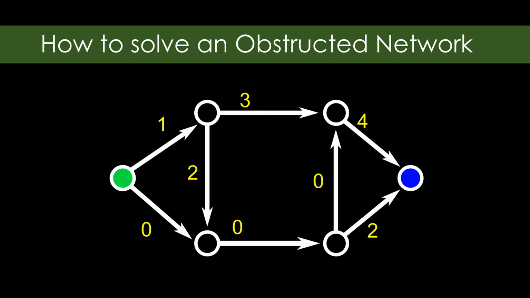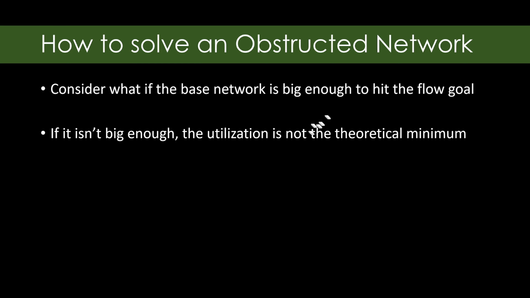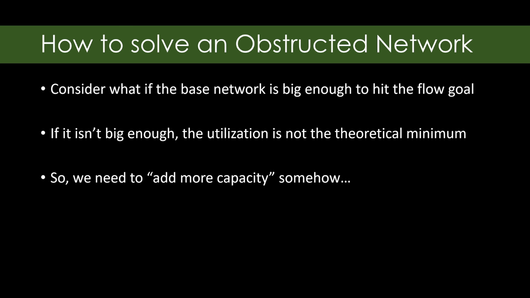And this is what we're going to call the base network, N subscript B. The base network is called that because if the utilization was the minimum possible, let's say the goal of our flow was to get one thing, we wouldn't need anything more than the base network. And hence, the minimum utilization of the two together would just be 4. We considered, if the base network is large enough that we can make a flow to hit the flow goal, we're done. It's at the minimum possible. If it's not big enough, the actual minimal utilization is not the same as the theoretical. So we should add more capacity somehow.